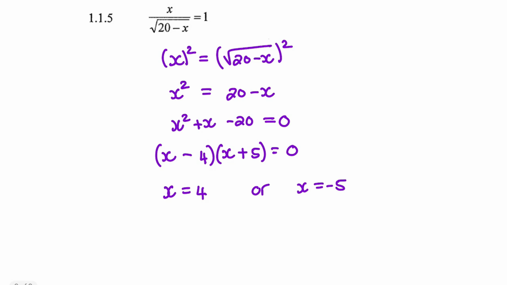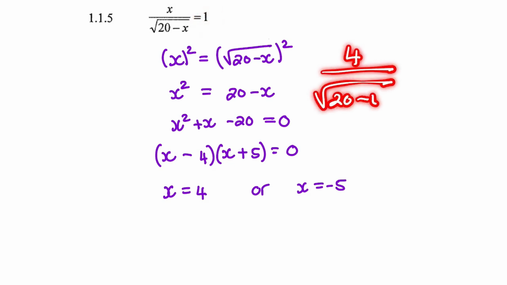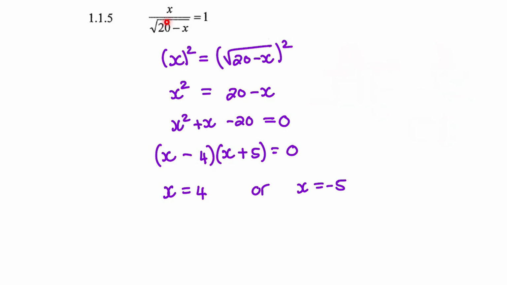Now it's important with square root questions to always check your answer. So what I mean by that is you take 4 and you substitute it into the original equation to see if it will be equal to 1. So we'll have 4 divided by the root of 20 minus 4, which is the root of 16, and that is 4 over 4, which leads me to 1. So the left-hand side is equal to the right-hand side. Therefore, x can be equal to 4.